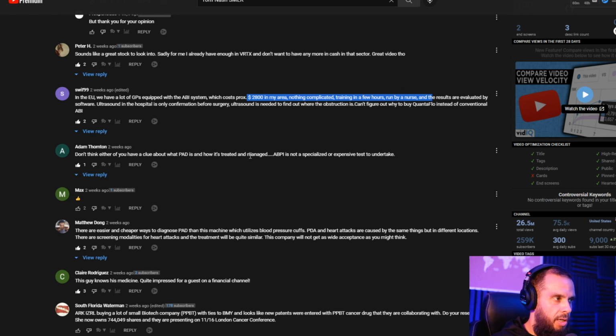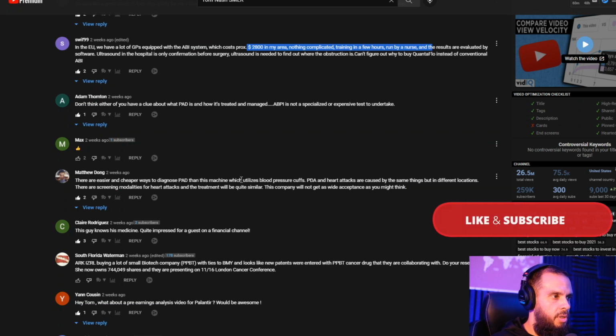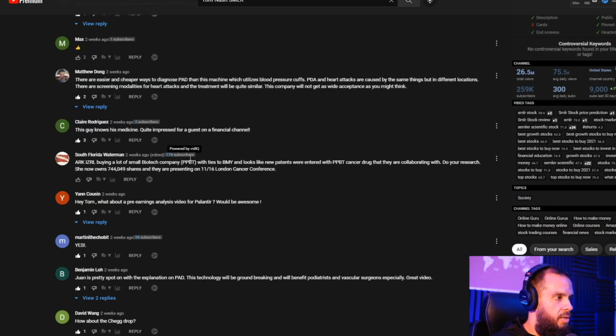The product that I'm talking about is diagnosing PAD, because 75% of the people that have PAD are undiagnosed. They're missed. There are easier ways and cheaper ways to diagnose PAD, which utilize blood pressure cuffs, and this is the same thing. There's not an easier way and not a cheaper way than the QuantaFlo. The alternative is the ABI, which is the blood pressure cuffs, and it's about $2,800, and you have to get a referral and a specialist, as opposed to this company, where all you have to do is put a sensor on your finger and a sensor on your toes. But this guy knows his medicine, quite impressed.